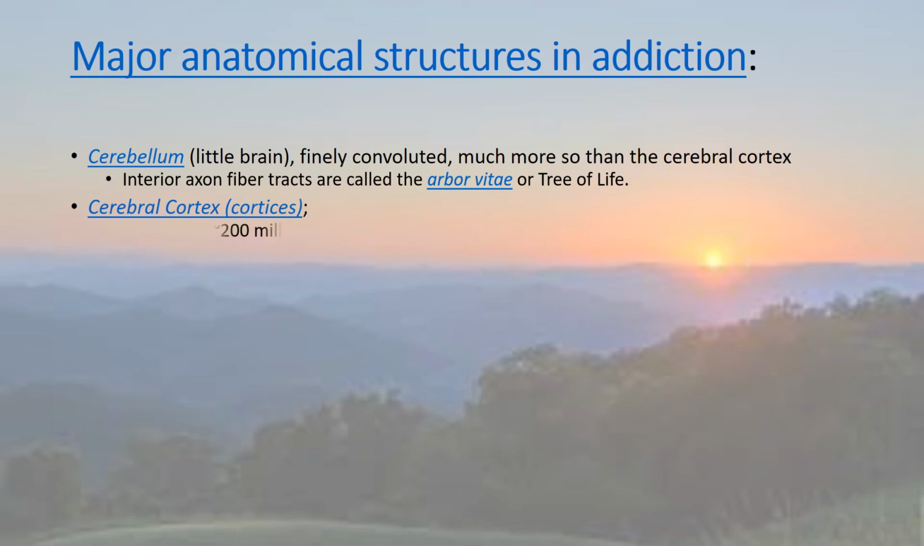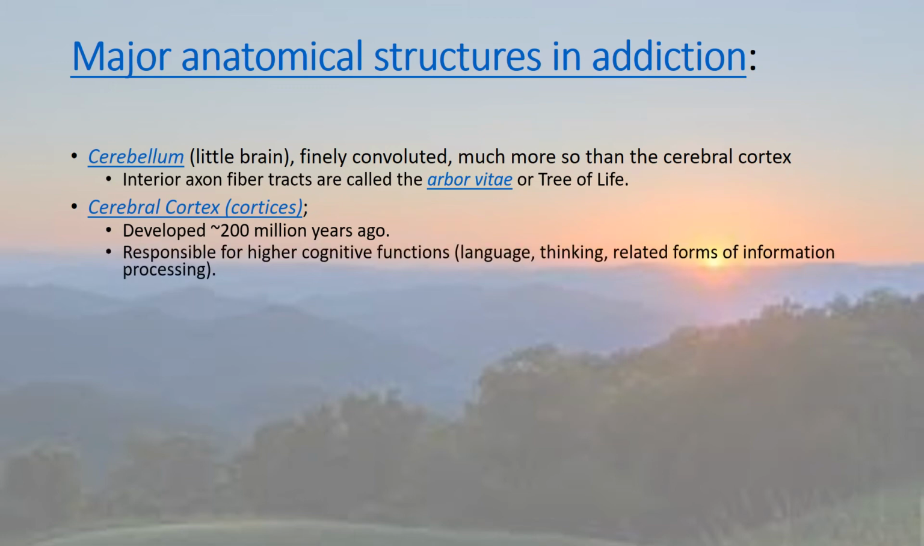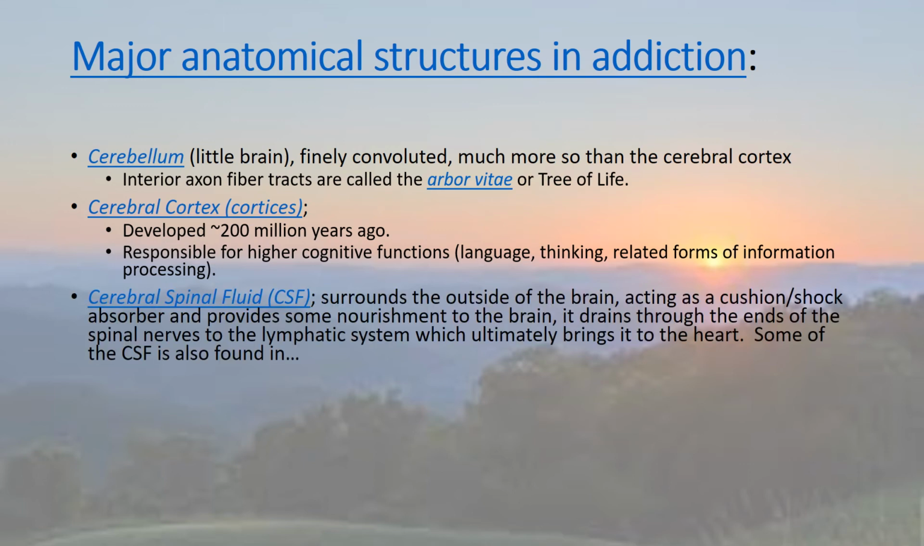Other important aspects of the brain: the cerebrospinal fluid surrounds the outside of the brain, acting as a cushion or shock absorber, providing nourishment to the brain. It also drains through the ends of the spinal nerves into the lymphatic system, which ultimately brings that fluid to the heart, where it's redistributed through the body and to the kidneys for excretion.